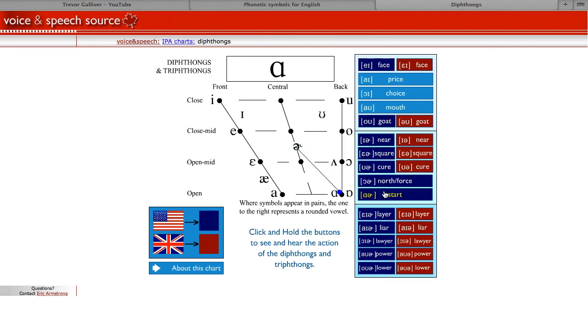You can also head on down and take a look at the triphthongs at the bottom. These involve more than two vowels. A triphthong involves three vowels working together.